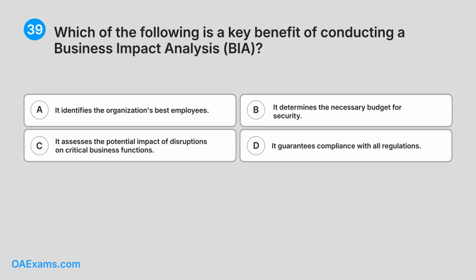39. Which of the following is a key benefit of conducting a business impact analysis? A. It identifies the organization's best employees. B. It determines the necessary budget for security. C. It assesses the potential impact of disruptions on critical business functions. D. It guarantees compliance with all regulations. Do you know the answer?